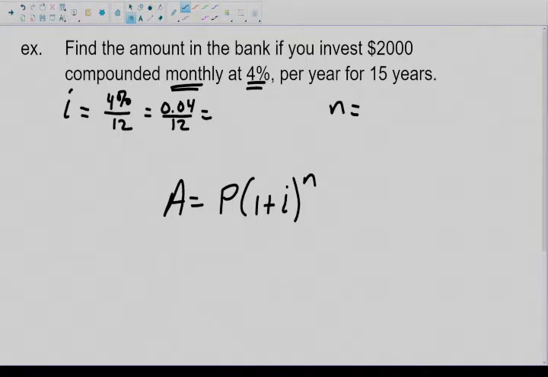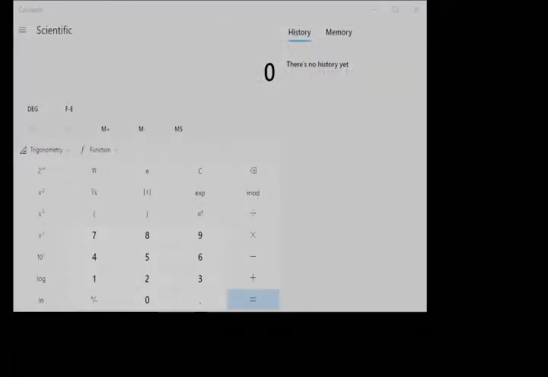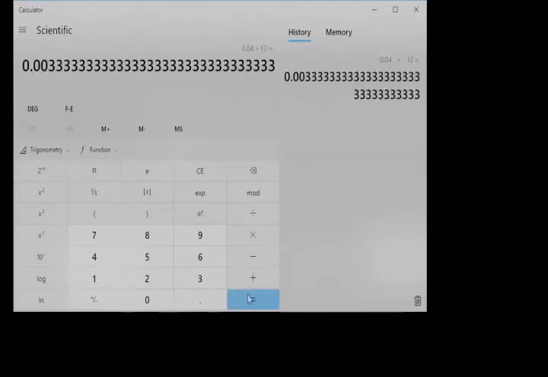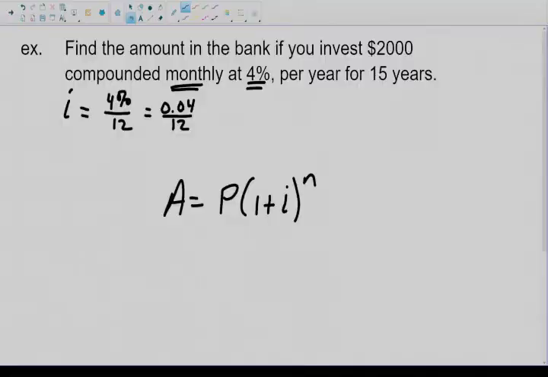Let me switch over to the calculator here. So 0.04 divided by 12 equals 0.0033. So 0.0033, and I'm going to round it off to that number.